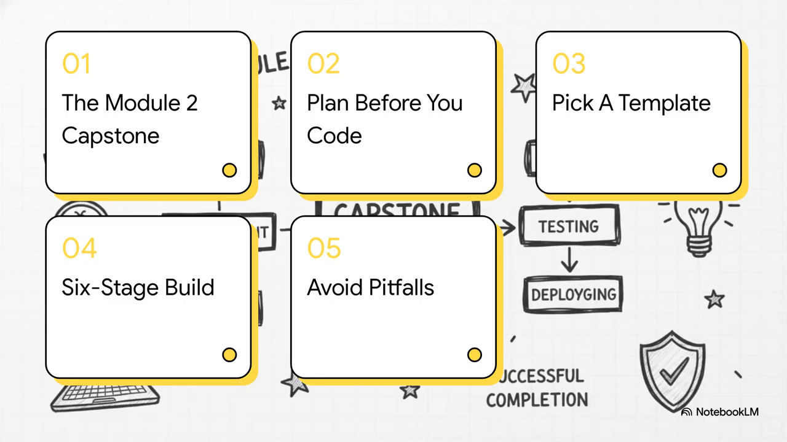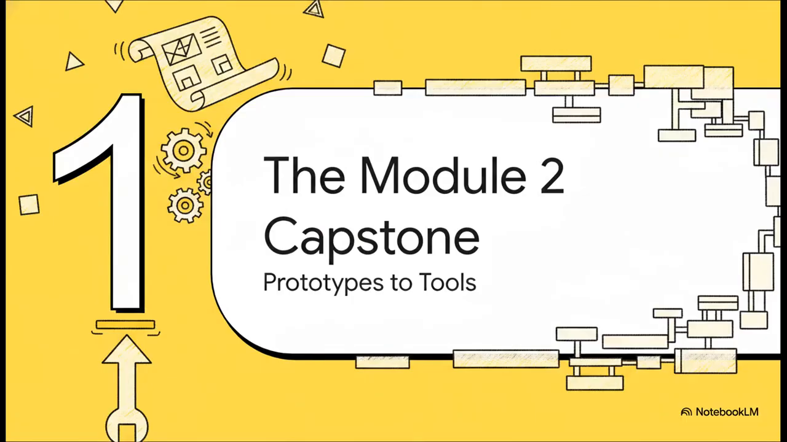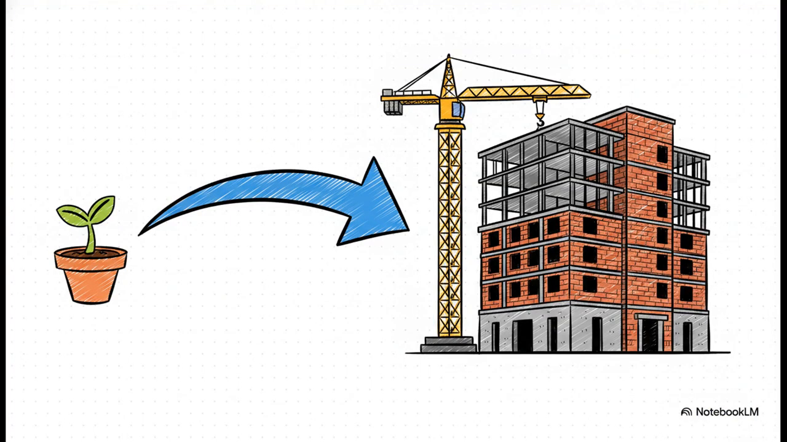Let's jump right in. All right, Section 1, the Module 2 Capstone. We are officially shifting from prototypes to builder-grade tools. Remember the Module 1 Capstone? That was basically all about the vibes. You ran your automation on a single input. If it looked generally correct, you gave it a thumbs up, and you could realistically knock the whole thing out in an afternoon. Module 2 is a totally different ballgame.